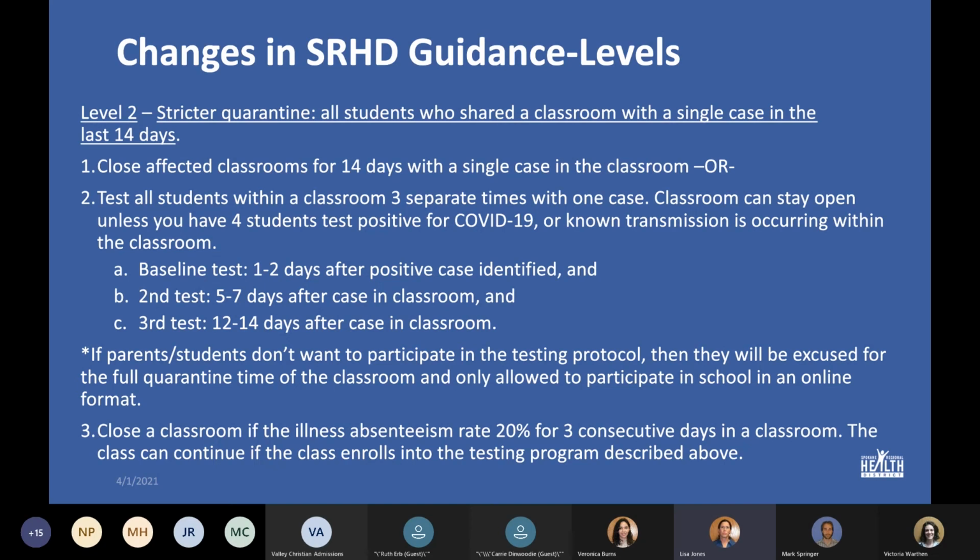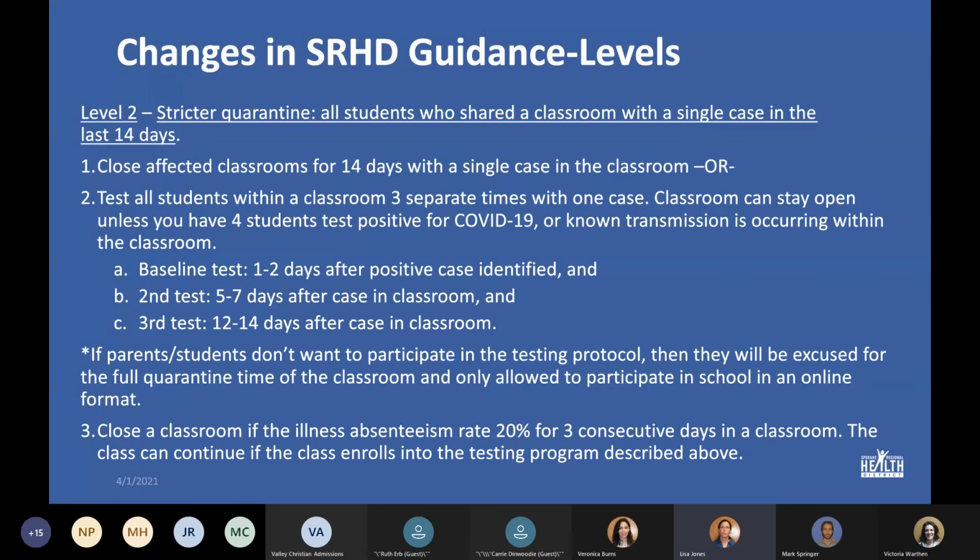Next is we've reduced the illness absenteeism rate from 40% to 20% for 3 consecutive days. This is again just making sure that we are really ensuring that these classrooms that have a really high absenteeism rate are being addressed, and we're ensuring that it is not related to COVID-19 in general. Any questions related to level 2?